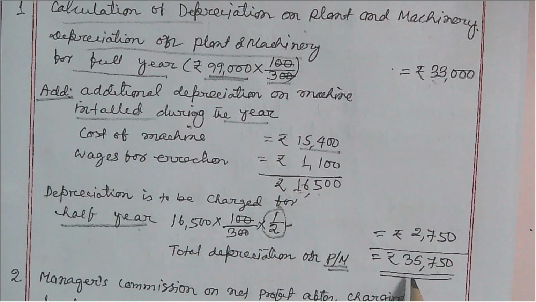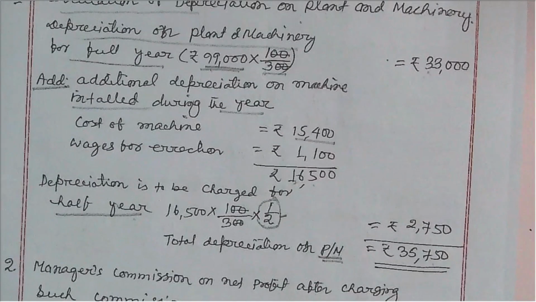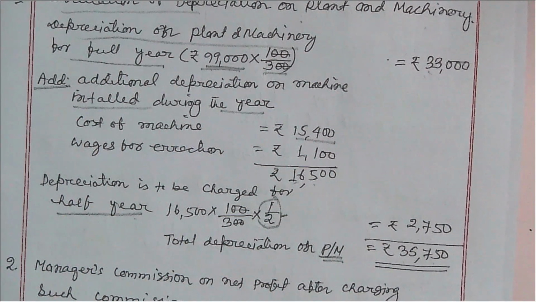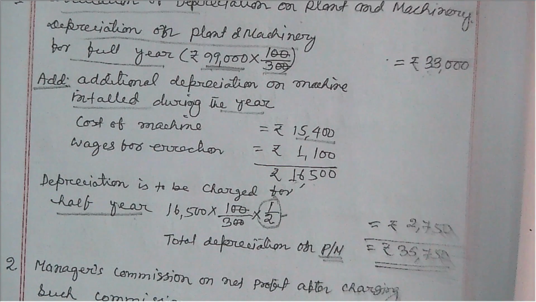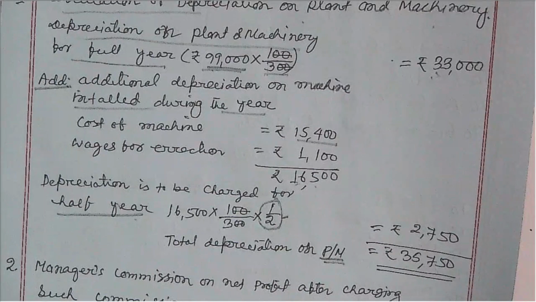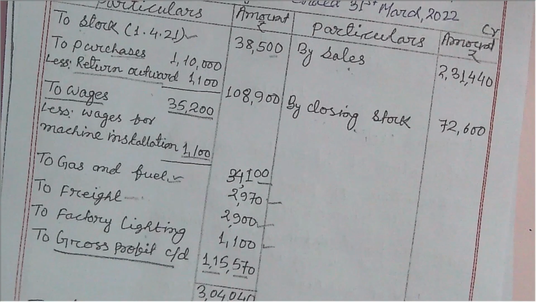This is what we have calculated. Now, when a machine or furniture is purchased during the year, you charge depreciation for half year, and half year you can write as 6/12 or 1/2. Manager's commission is already explained to you, along with the trading account. Now the balance sheet.